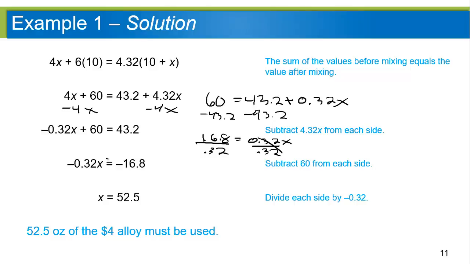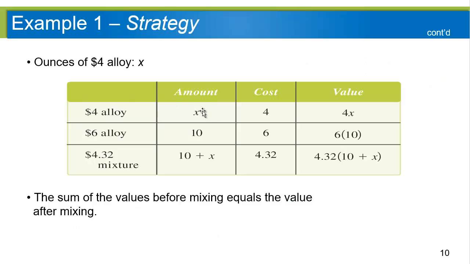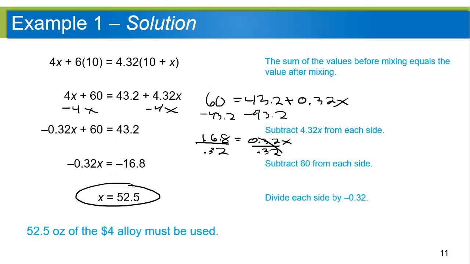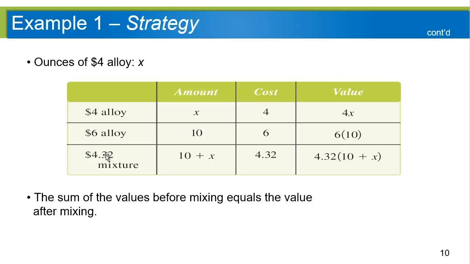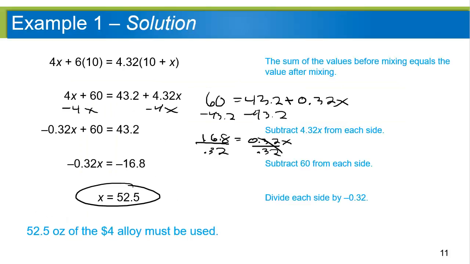That's going to go away, stick it in our calculator, and we get 52.5. So we're going to need 52.5 ounces of the $4 alloy because we just solved for X, and back here, X is this many ounces, right? So we need a lot. We need 52.5 ounces of the $4 alloy added to 10 ounces of the $6 alloy to give us a total of 62.5 ounces of the $4.32 alloy.